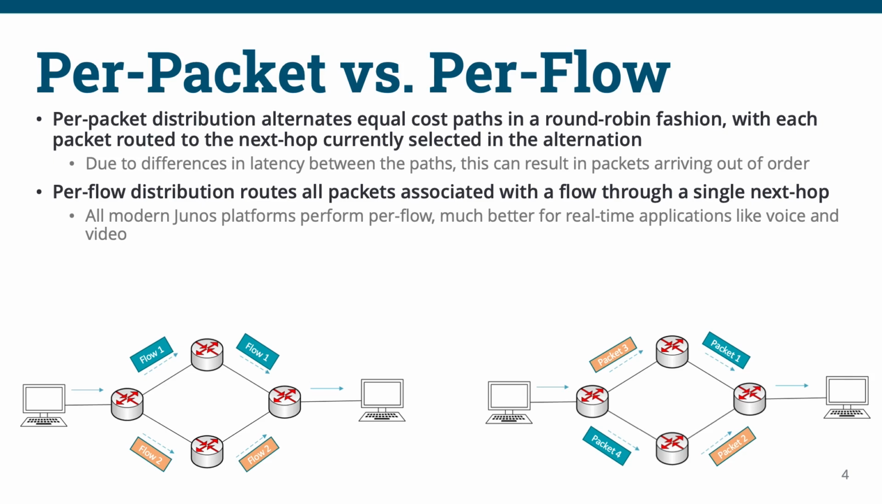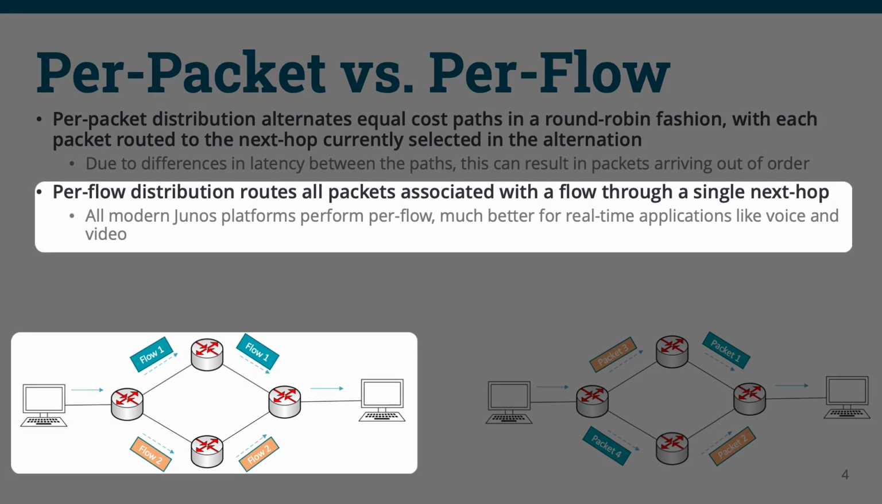Being that real-time applications, such as voice and video, are commonplace on most networks, a per-flow load balancing scheme is much more appropriate and will help ensure packets do not arrive at the destination out of order. On the left, we can see the packets of each flow are traversing the same links. This is achieved in the packet forwarding engine. So, let's take a look at how to accomplish this.